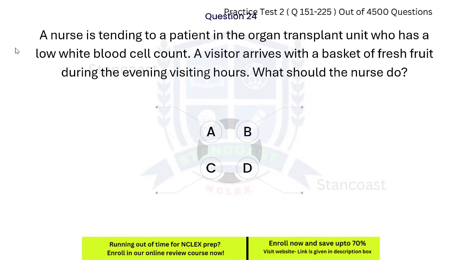A nurse is tending to a patient in the organ transplant unit who has a low white blood cell count. A visitor arrives with a basket of fresh fruit during the evening visiting hours. What should the nurse do?